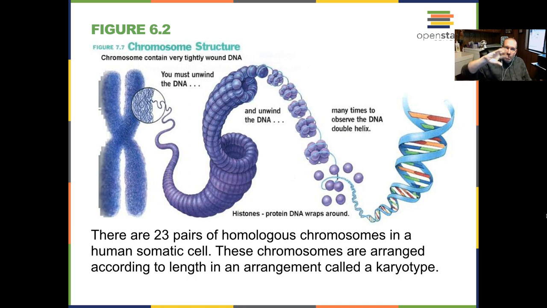Then those start winding themselves into another coil, and that coils further and further as you get to the left of that image until ultimately you get that X-shaped homologous pair of chromosomes, which are composed of the DNA strands and the histone proteins all wrapped together. You only see the chromosomes when the cell is ready to make a copy of itself, because otherwise the DNA is all unraveled and it's so small that it's not visible in the cell. It's there, obviously, but it's just not visible.